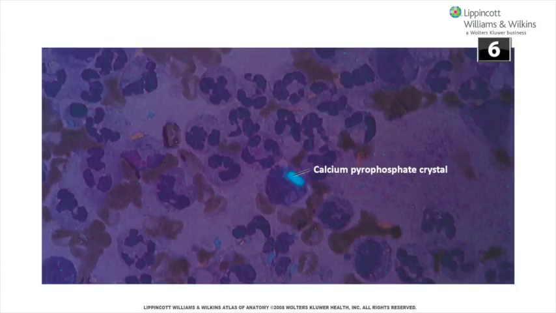And then in pseudogout, these are calcium pyrophosphate crystals, and they're rhomboid-shaped, and they're positively birefringent, so they're blue under parallel light, and they look yellow under perpendicular light.